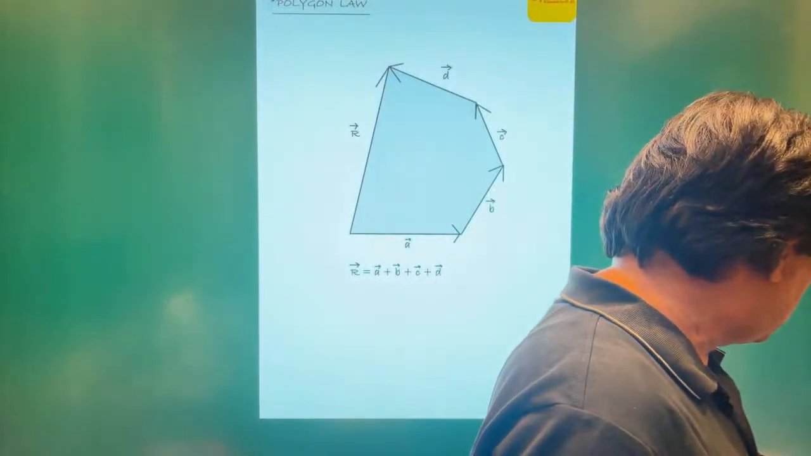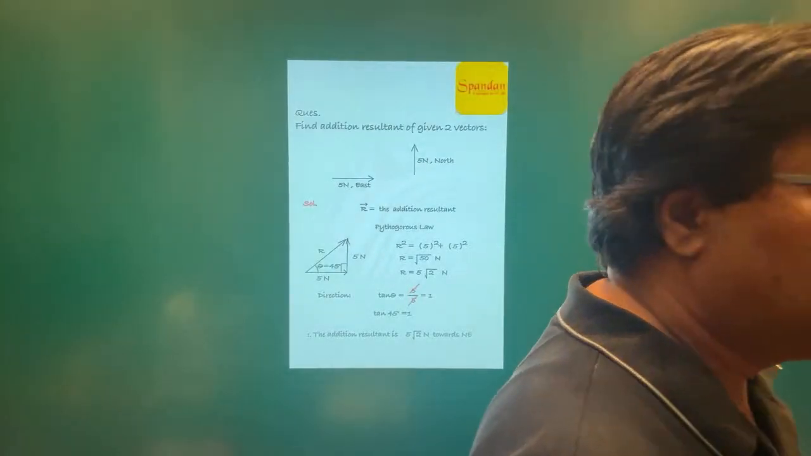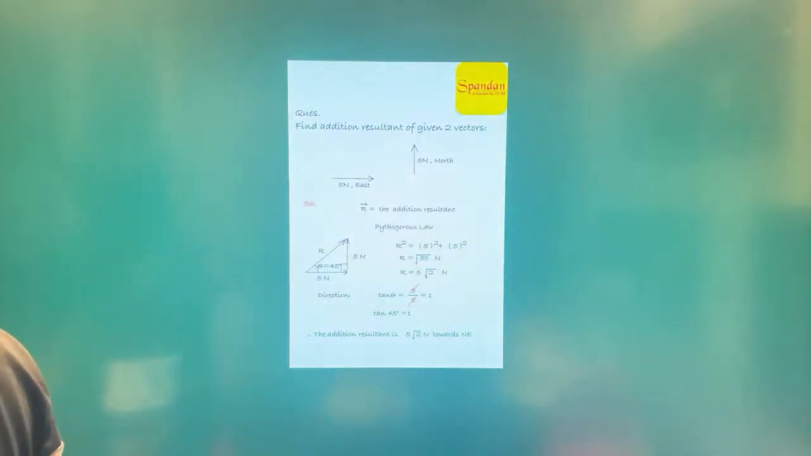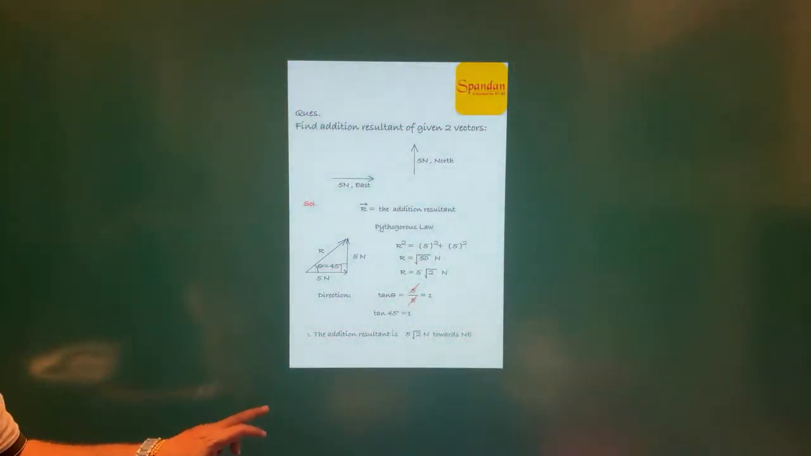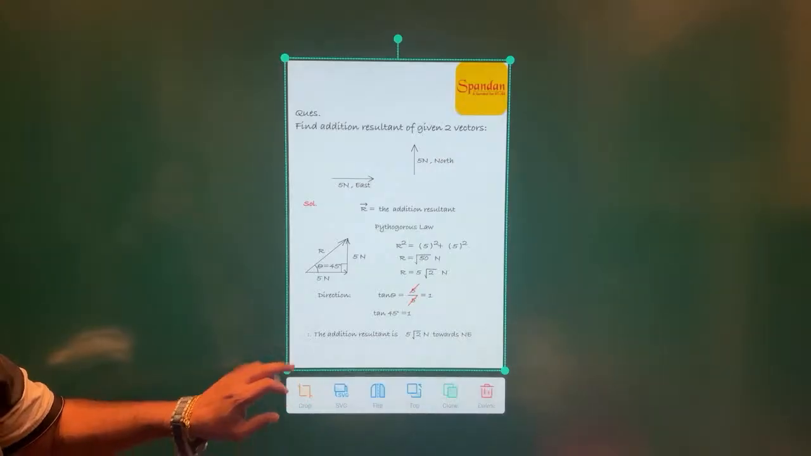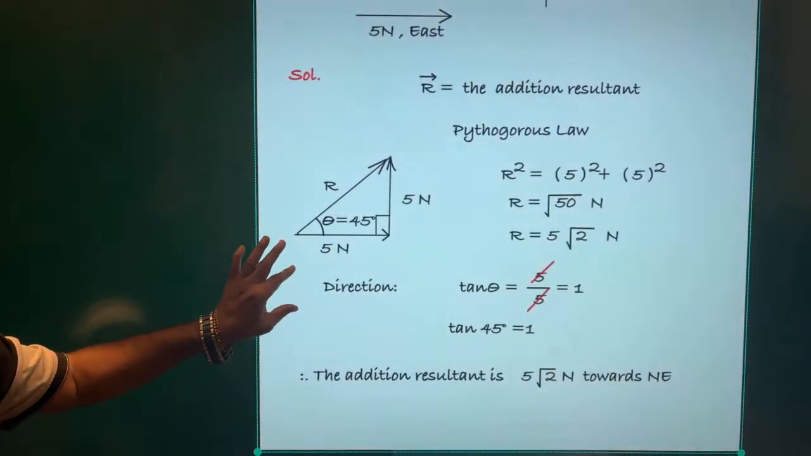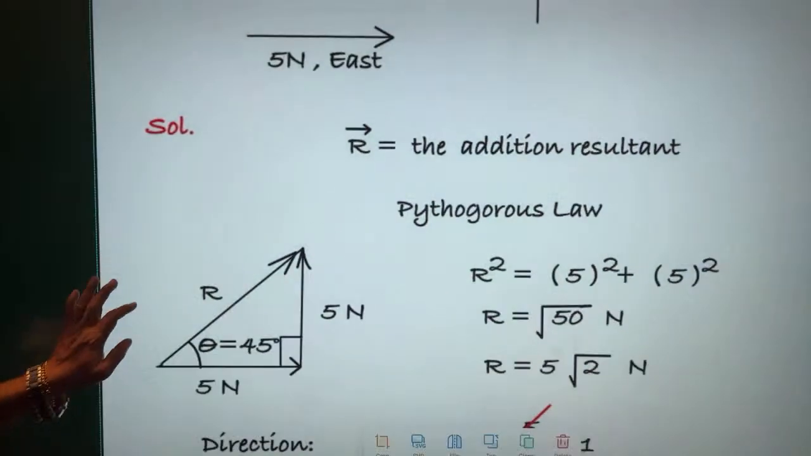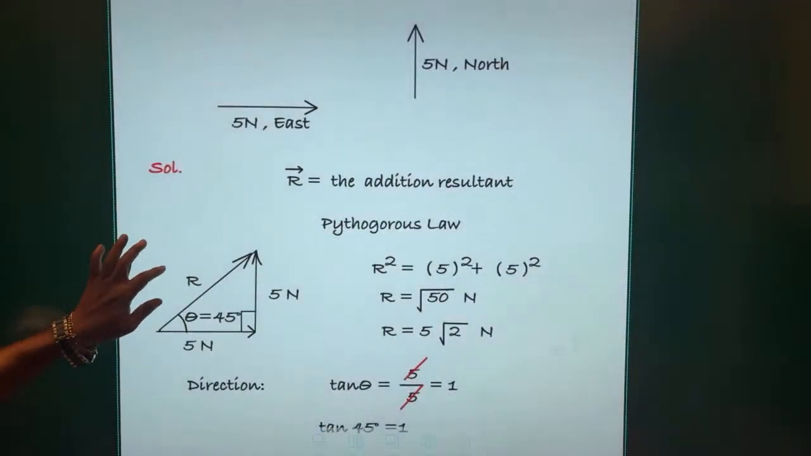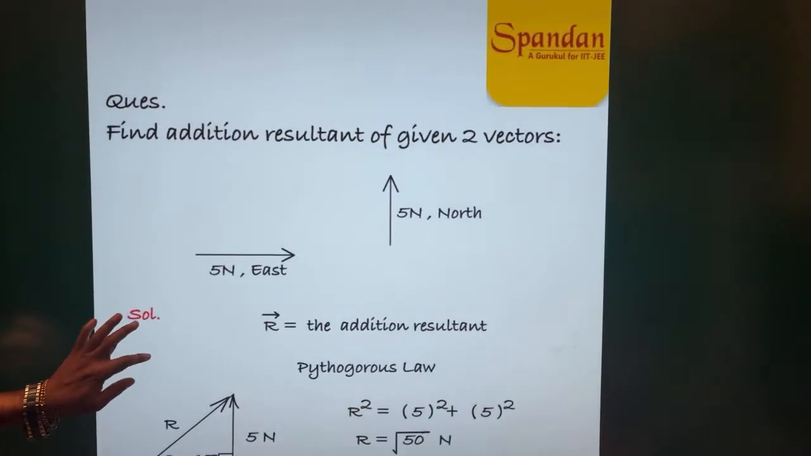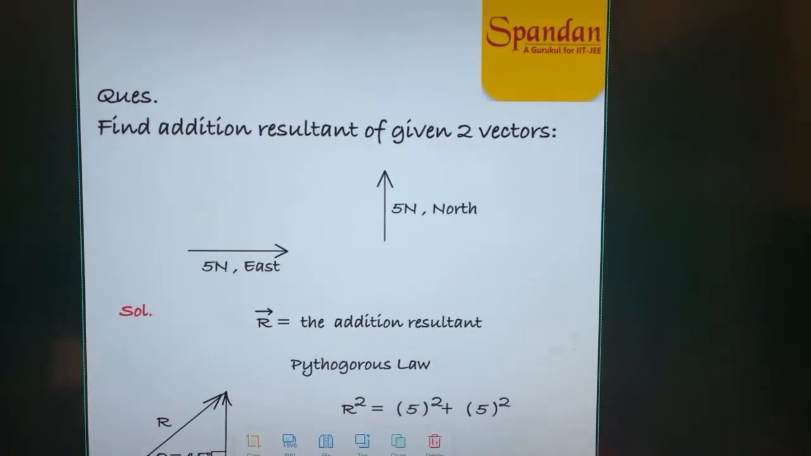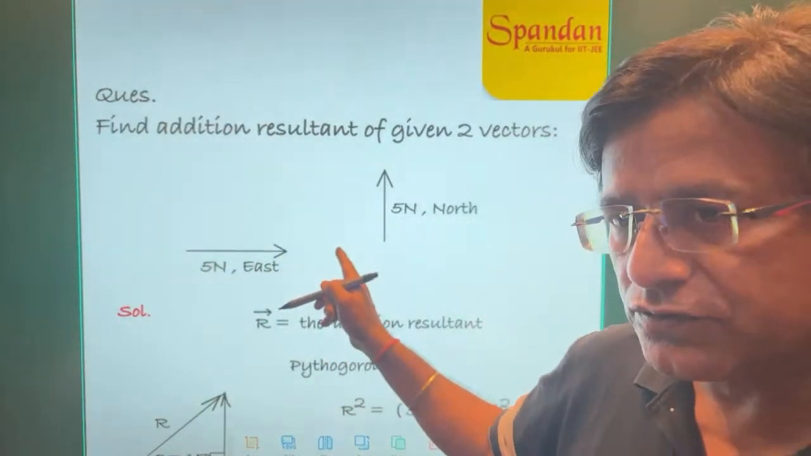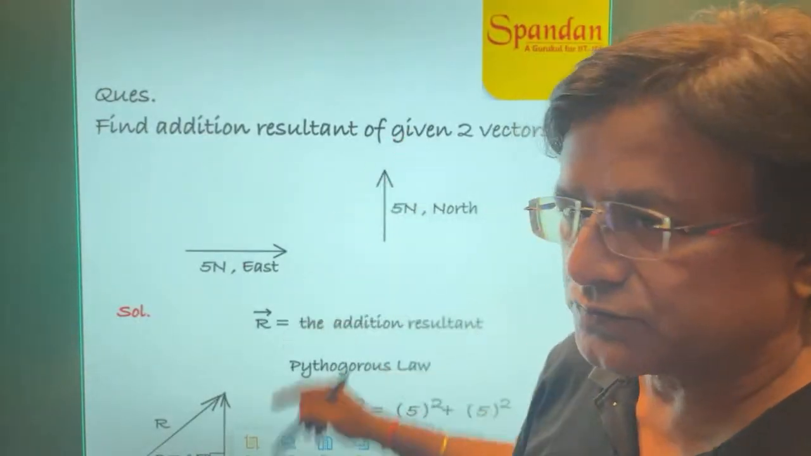how two vectors are added, right? So we know that this is called triangle law. So we can apply triangle law, polygon law to calculate addition of this. So for addition of these two vectors, question is that find addition resultant of given two vectors. Right, so we have got two vectors. One is say 5 Newton force towards east direction and 5 Newton force towards north.